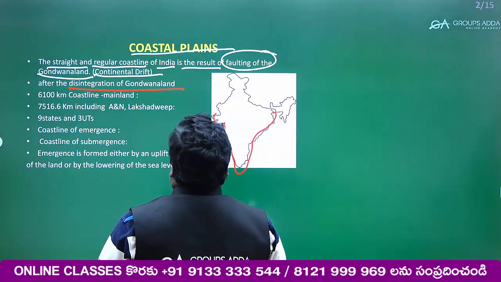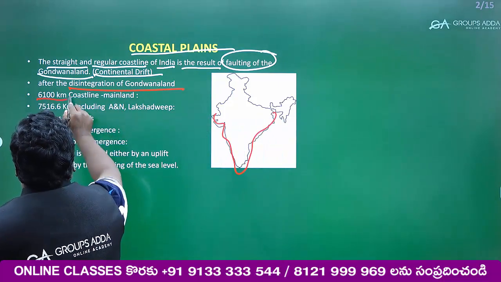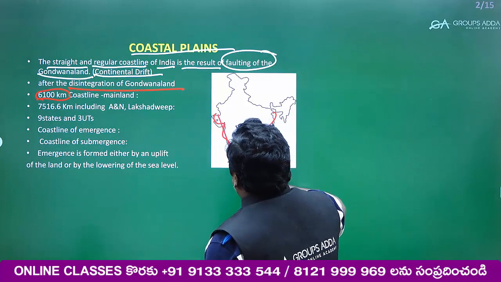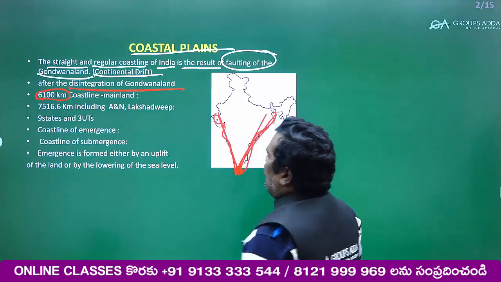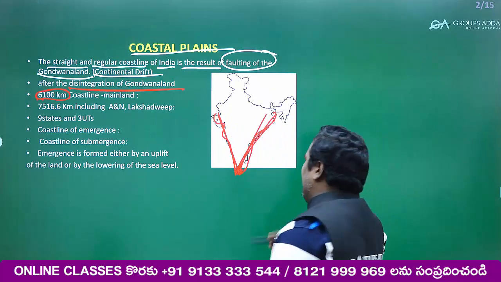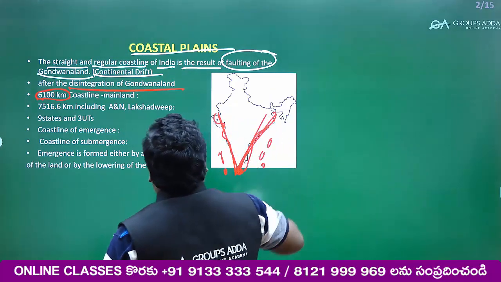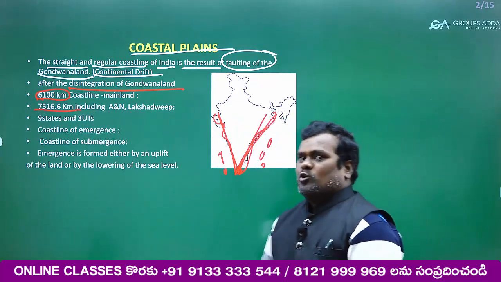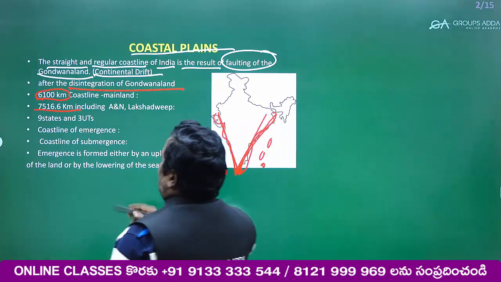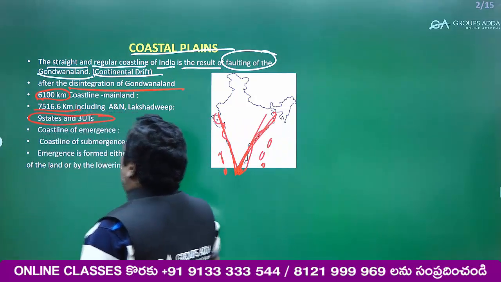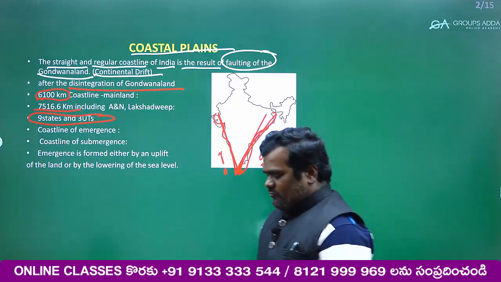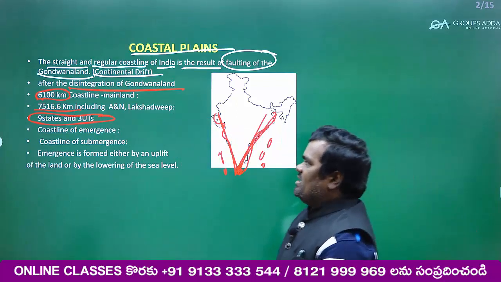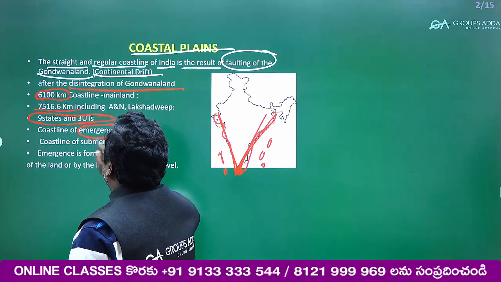Isn't it? Then my dear friends, see here, almost 6,100 kilometers of coastal line we have here in this mainland. Okay, suppose if we include even Andaman Nicobar Islands and Lakshadweep Islands, it comes around 7,516 kilometers of coastline. Okay, see, it covers 9 states and 3 union territories. Okay, my dear friends. Yes, and here we are about to study 2 more points like emergence and submergence.